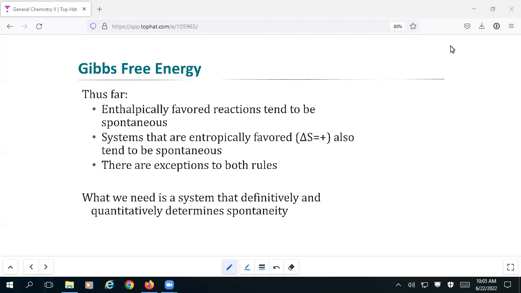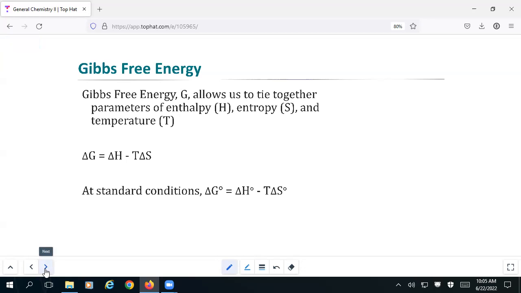So what we really need is a system that will give us the correct answer every time without exceptions. And that's where Gibbs Free Energy is going to come in. Because it's going to allow us to tie together those concepts of enthalpy, entropy, and temperature and cover them merely from the position of the system and ignoring the surroundings, which is going to make our lives a heck of a lot easier.